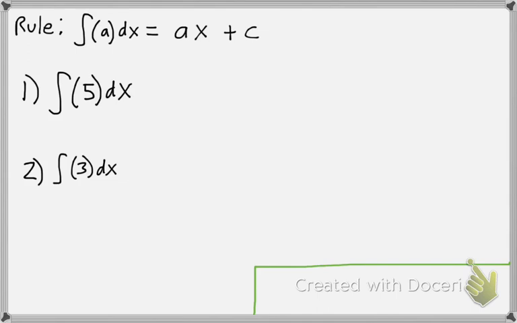So on all these rules, you're going to be seeing plus c's because you need to account for a constant which would go away when you go the other direction, meaning the derivative. So if we look at the integral of 5, that would be equal to 5x plus c.